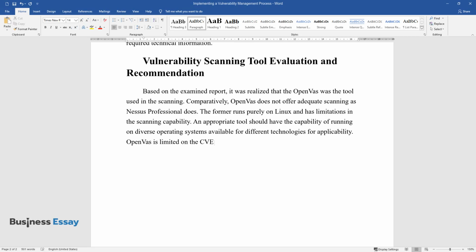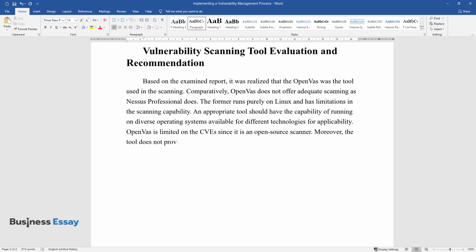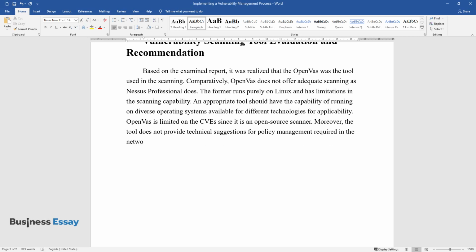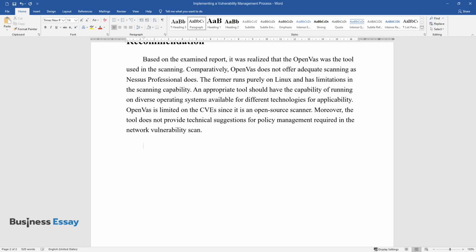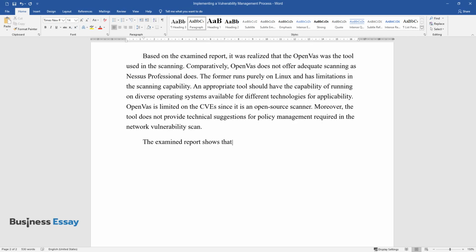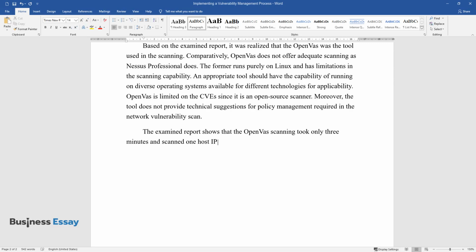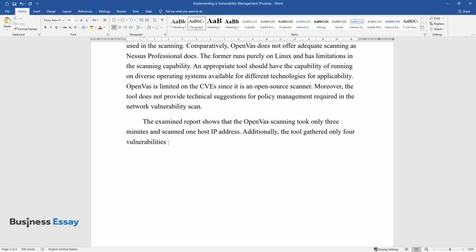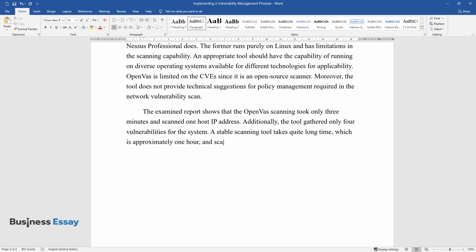OpenVAS is limited on the CVEs since it is an open-source scanner. Moreover, the tool does not provide technical suggestions for policy management required in the network vulnerability scan. The examined report shows that the OpenVAS scanning took only 3 minutes and scanned one host IP address. Additionally, the tool gathered only 4 vulnerabilities for the system. A stable scanning tool takes quite a long time, approximately 1 hour, and scans several IP addresses.